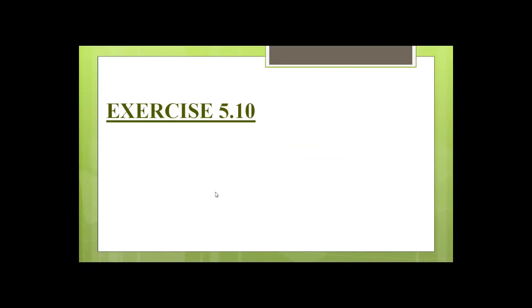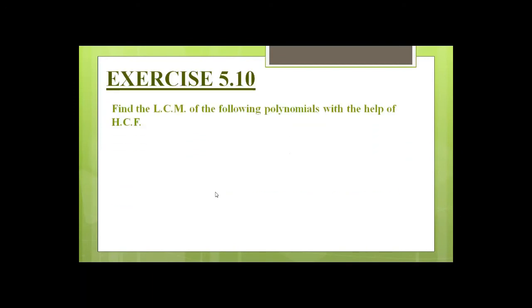Now move towards the next question. Find the LCM of the following polynomials with the help of HCF. Again, the question is same, that you have to find out the LCM, but the process is totally different, because here the instruction is you have to find out the LCM by HCF method. And the method is totally different, and this is question number 9 of exercise 5.10. The question is 3x cube plus 9x square minus 84x. And the second polynomial is 4x4 minus 24x cube plus 32.